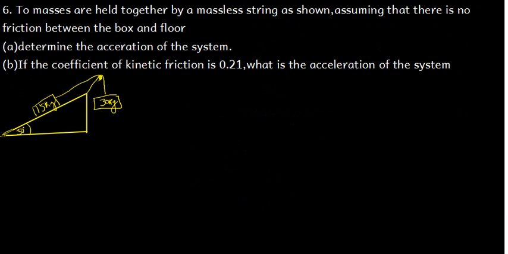Two masses are held together by a massless string as shown, assuming there is no friction between the box and the floor. So let's get this as the floor. So there is no friction. We want to determine the acceleration of the system. So the first one, what will be the acceleration of the system?